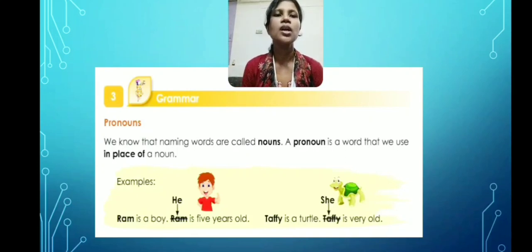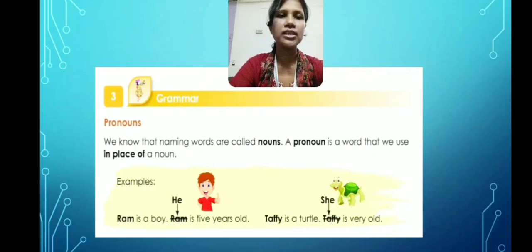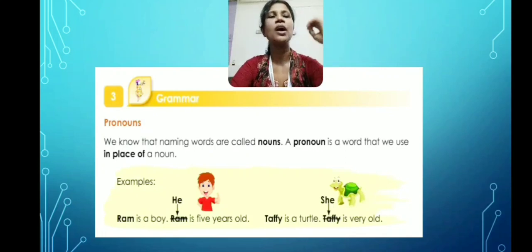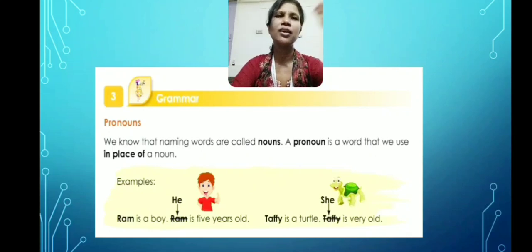Okay, understood? Likewise, the next one is Taffy is a turtle. Taffy is very old. So here, I think you have understood, the word Taffy is used 2 times. So here, in the place of Taffy, as it is a female turtle, we can write she. So Taffy is a turtle. She is very old. So what we have understood is that pronouns are the words that are used in the place of a noun. I think it is clear to you, students. It is a very, very easy concept.